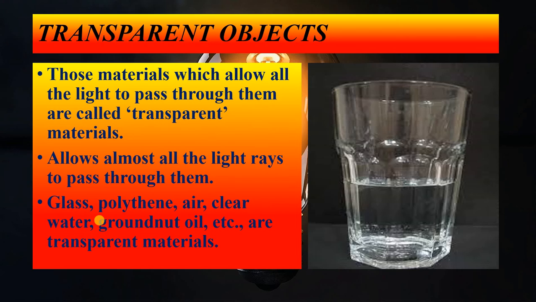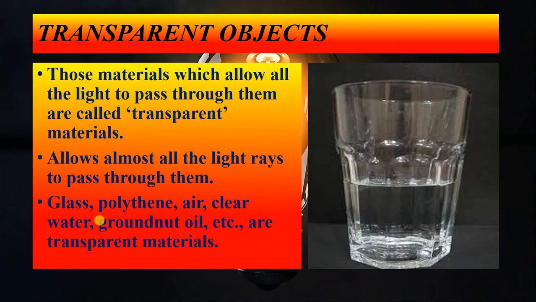Examples are glass, that is clear glass, then polythene bag, air, water, groundnut oil; these are all transparent materials. What is their property? They allow almost all the light which falls on them to pass through. So that's why you can see clearly through a transparent material. For example, if we look at a burning candle through a sheet of clear glass, then we can see the candle and its flame clearly.